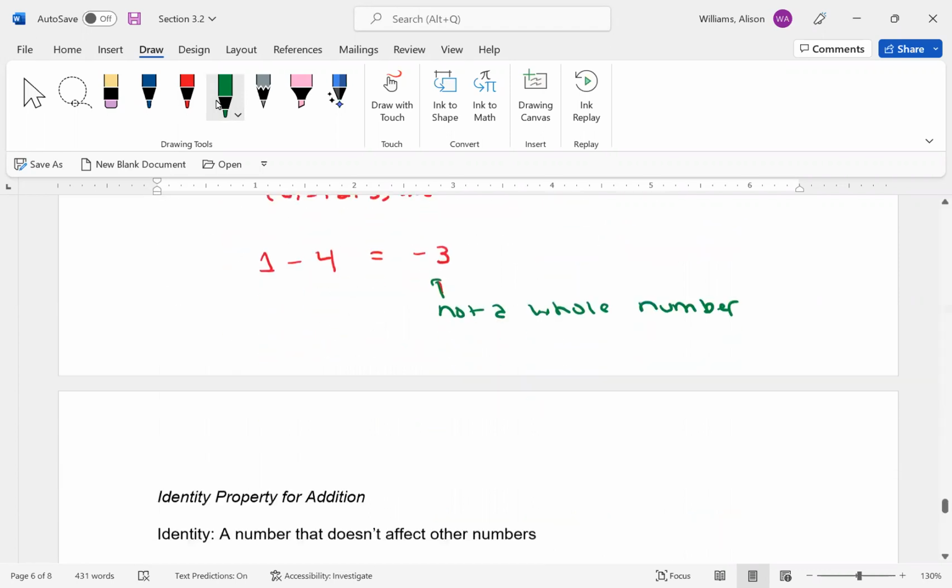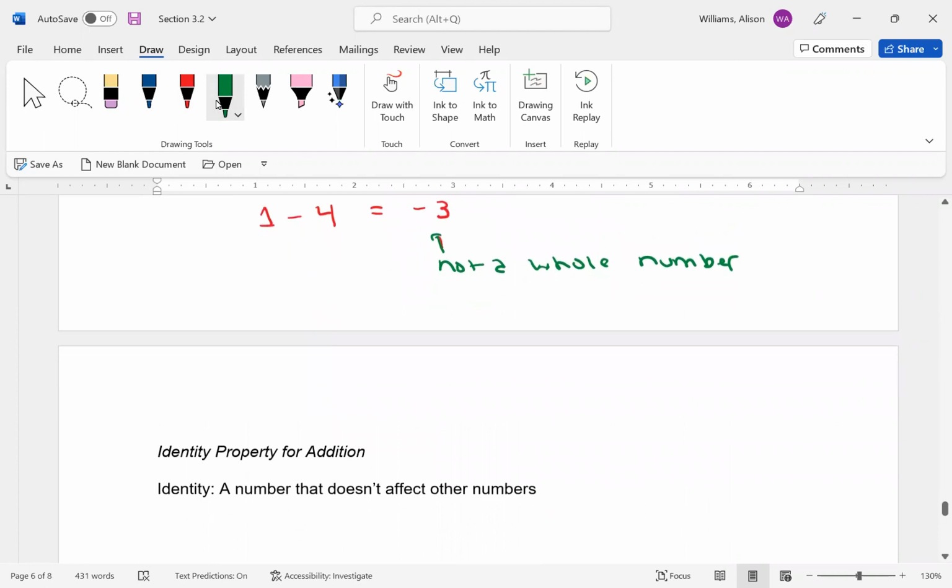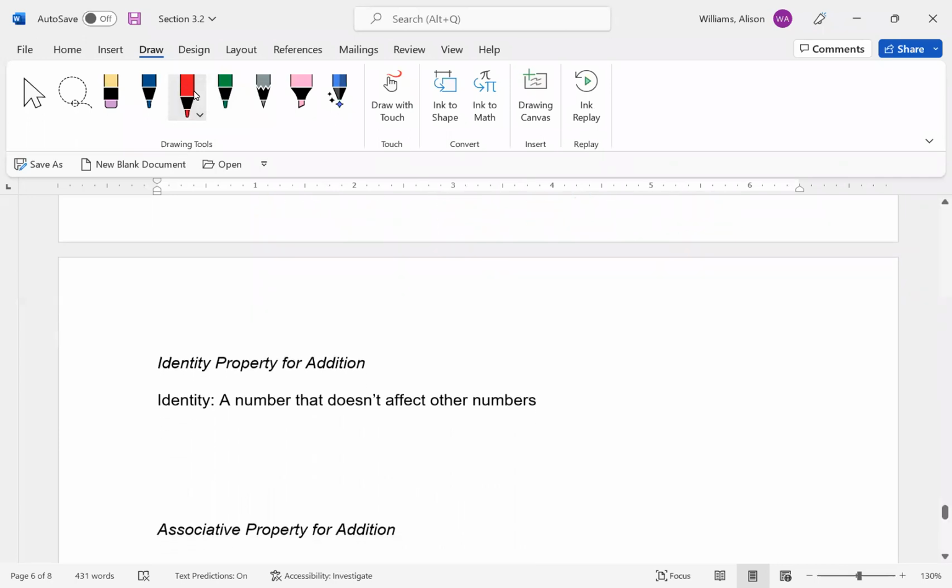All right. There are 3 more properties we want to discuss really briefly. It's the identity property for addition. An identity is a number that doesn't affect other numbers. In addition, that magic number is 0. So 0 is the identity in addition. If I add any number with 0, it doesn't do anything. So if A is some number and I add 0 to it, I'm always going to get A, no matter what.